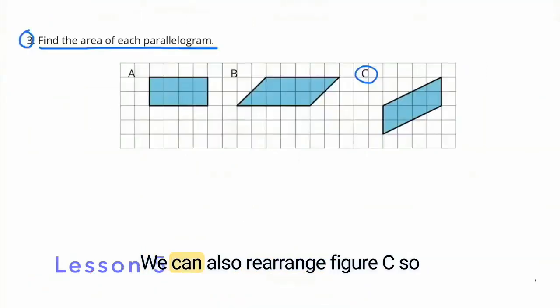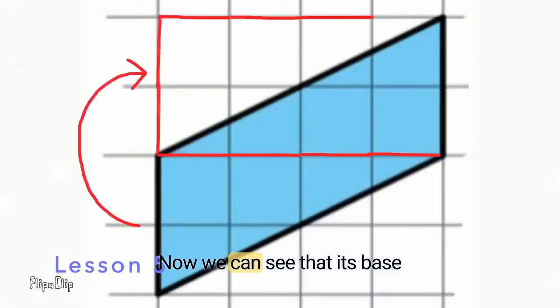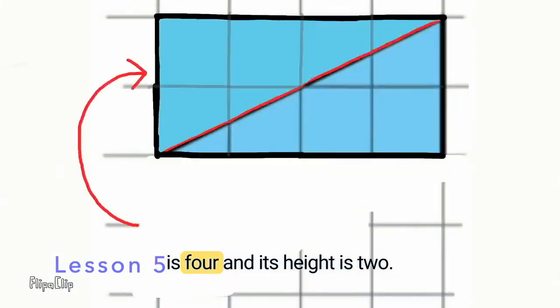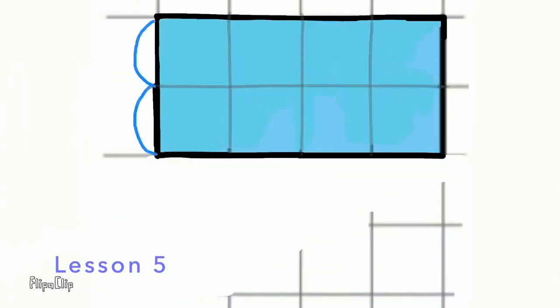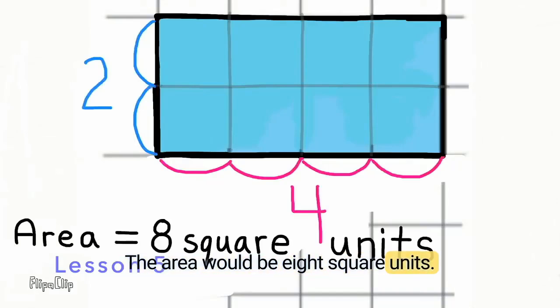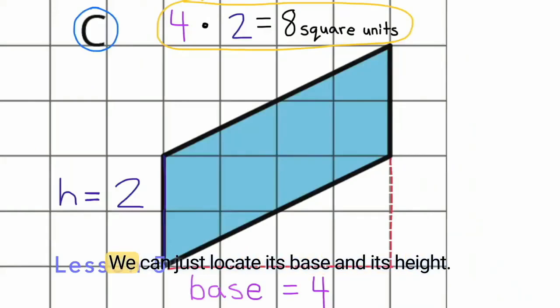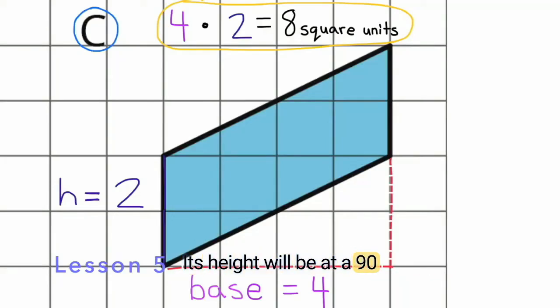Figure C. We can also rearrange figure C so it looks a lot like A. Now we can see that its base is 4 and its height is 2. The area would be 8 square units. We don't have to rearrange figure C. We can just locate its base and its height. Its height will be at a 90-degree angle in relation to its base.